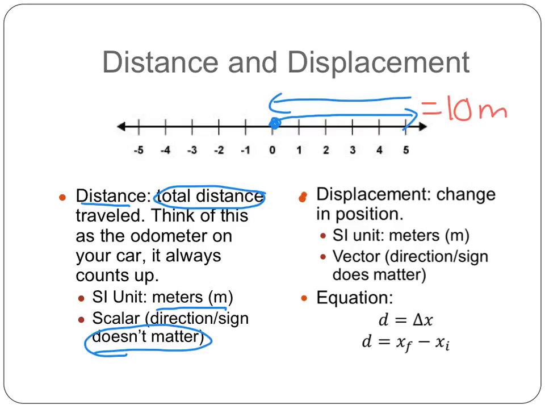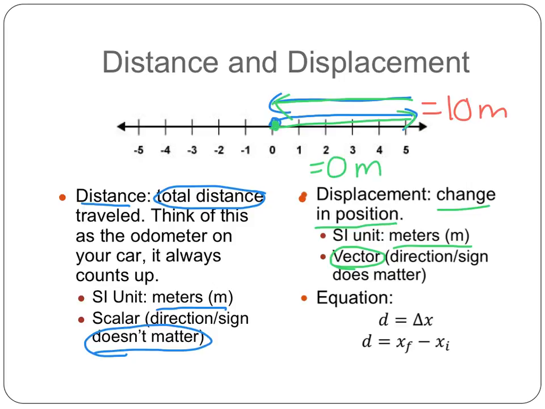Now let's talk about displacement, which is a little bit different than distance. Displacement is the change in my position from the start to an end. I'm still going to use meters, but this is a vector quantity, so I'm going to have a direction. So an example of this would be I'm starting at 0, I'm going to 5, and coming back. My start and finish are in the same place, so my displacement is 0 meters.